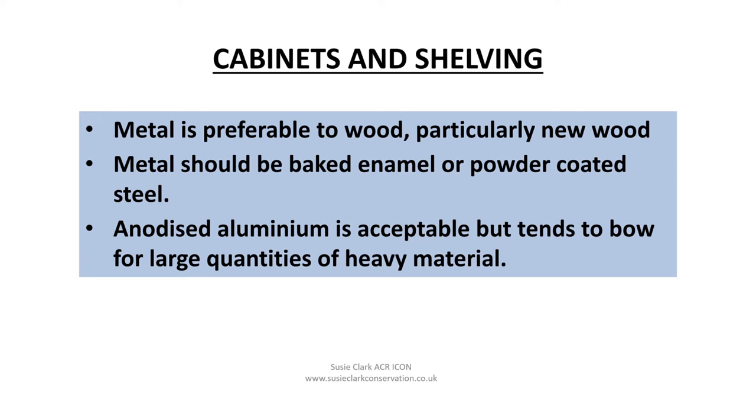Plastazote, an inert sheet foam, can be used to line shelves or drawers or partitions in order to soften hard surfaces. As with boxes, old wood may be relatively safe. New wood must be avoided, especially if it has been bleached or freshly painted.